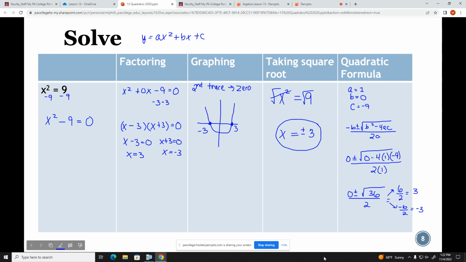So, 4 different ways that the problem can be solved, all of them doable. Taking the square root was hands down the easiest. Graphing would have been my second choice. Factoring was not too bad. Quadratic formula felt like overkill because there were so many other ways that this problem could be solved. We're going to go through additional examples, and you'll see value in each of the methods based on the problems that we look at.